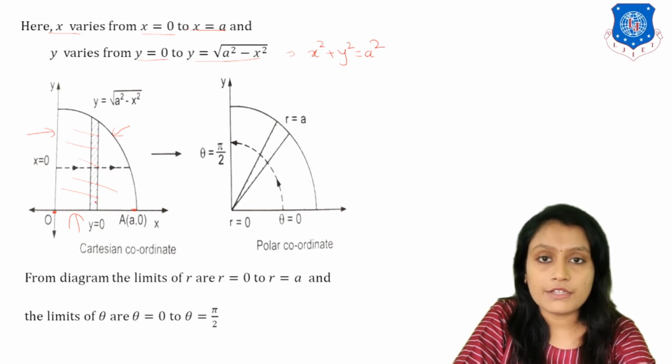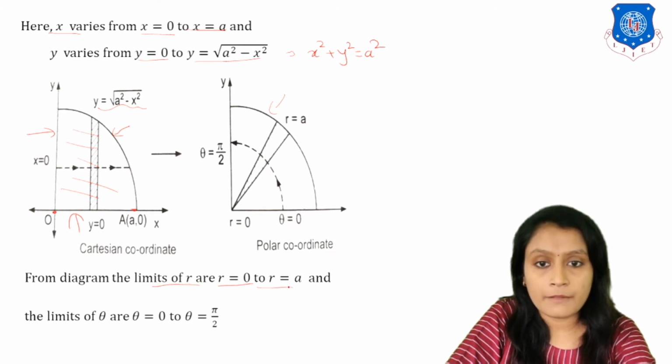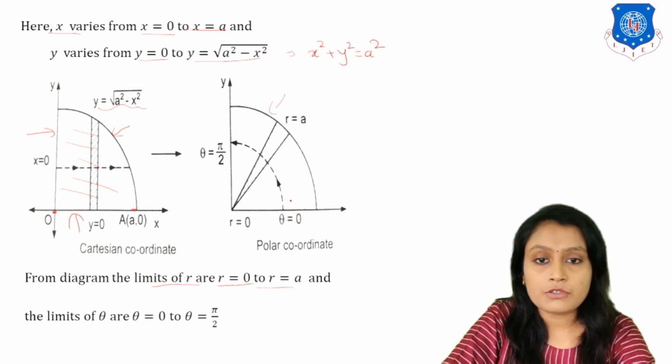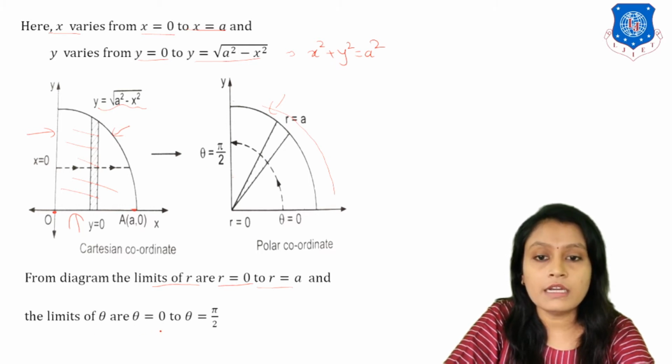Now we will convert these Cartesian coordinates to polar coordinates. Okay, so when we convert this circle into polar coordinates, we have the circle r equals a. And we have to draw a radius vector. This radius vector starts from r equals 0 and ends at r equals a. So we can say that the limits of r are r equals 0 to r equals a. Okay, and the limit of theta goes from 0 to pi by 2, right? So the limits of theta are theta equals 0 to theta equals pi by 2.